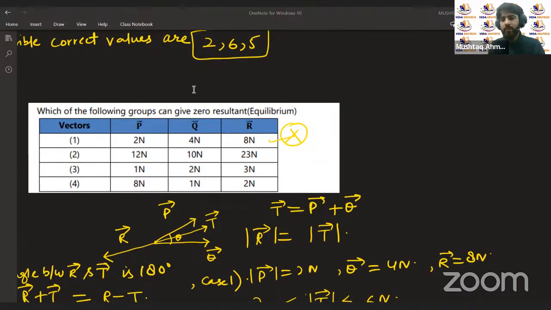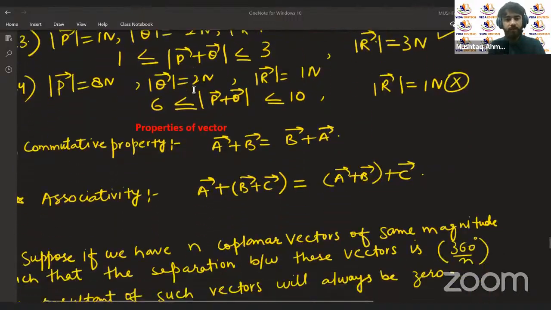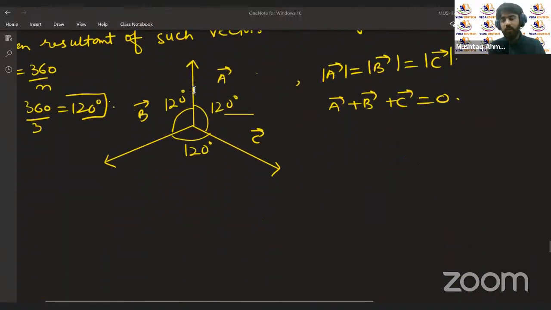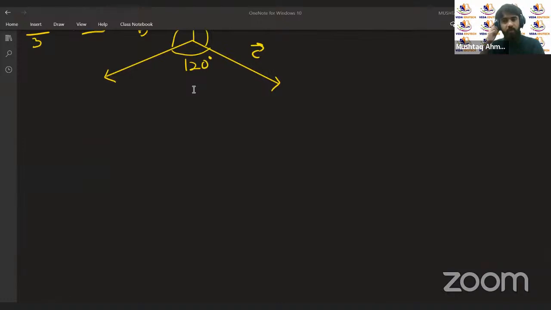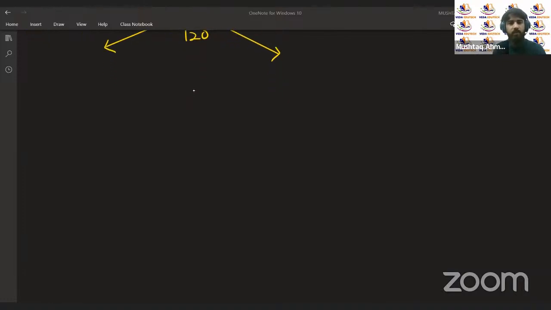If we have two vectors A and B, the minimum value of the resultant of two vectors A and B will be mod of A minus B, and the maximum value will be modulus of A plus B. So the resultant of the two vectors will always lie between A minus B and A plus B. So the magnitude of the resultant of two vectors is always going to lie between A minus B and A plus B. So A plus B is the maximum value and A minus B is the minimum value.